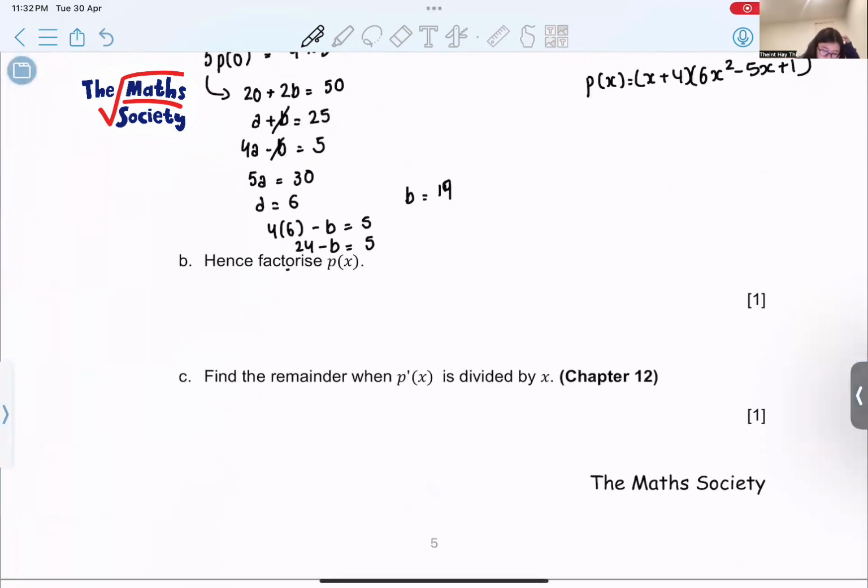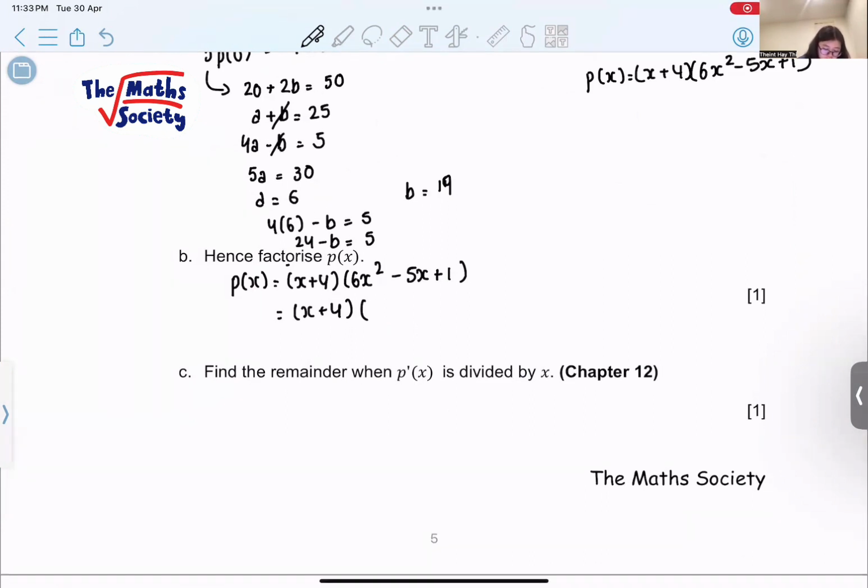So p of x is equal to x plus 4 times 6x squared minus 5x plus 1. So just the cross method. So it's going to be x plus 4, and then you'll have 2x minus 1, and then 3x minus 1. And that's your factorized p of x.